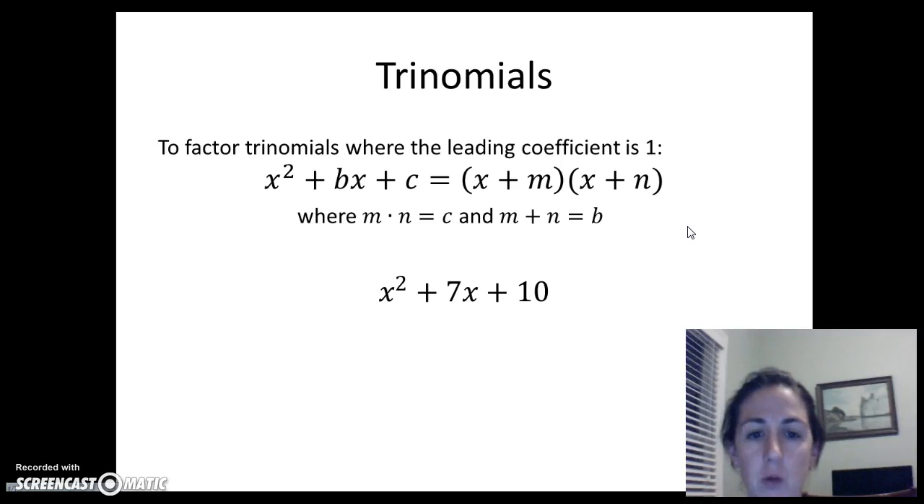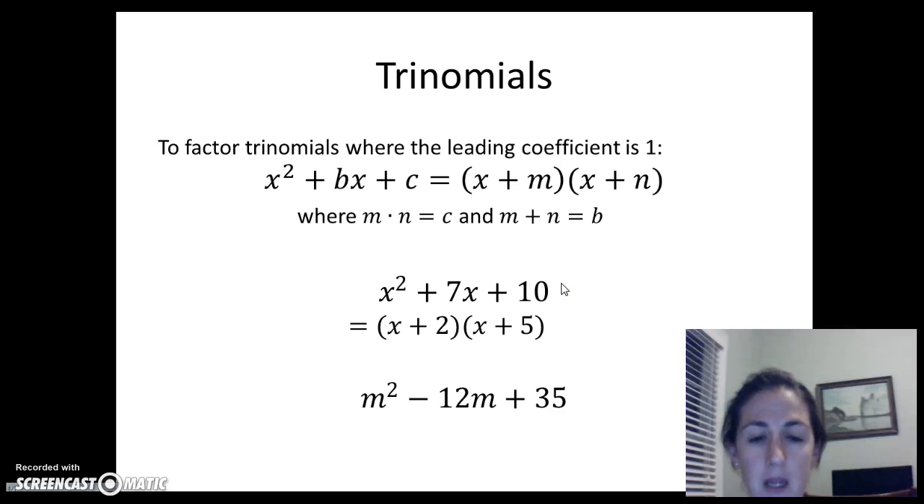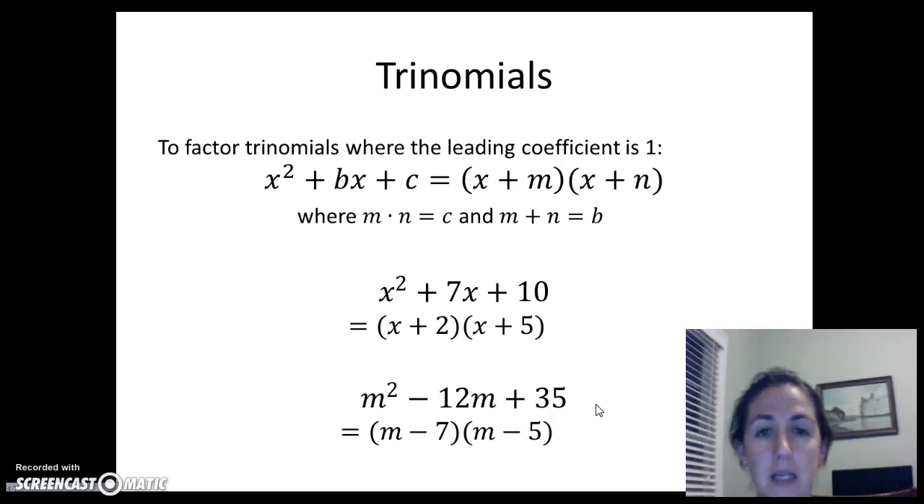So for example, x squared plus 7x plus 10. We need to find two numbers that multiply to get 10 and add to 7: 2 and 5. So this factors into x plus 2 times x plus 5. Again, you could FOIL this out or distribute this out, and you'd see we get what we started with. Keep in mind negatives. m squared minus 12m plus 35. Two numbers that multiply to get 35 and add to negative 12. If they multiply to get a positive and add to get a negative, that should tell you they're both negative. And we get negative 7 and negative 5.